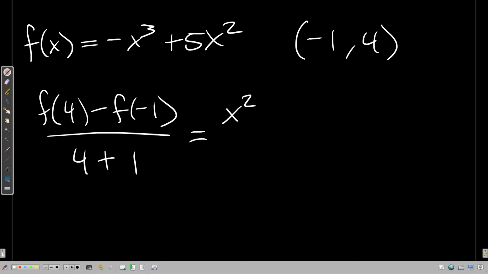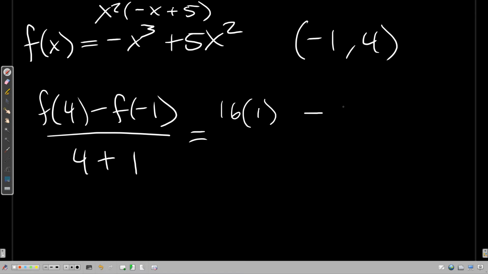I can factor out an x. I can factor out an x squared here, and be instead looking at x squared and then minus x plus 5. And that would be easier for me to deal with. So f of 4 is going to be 16 times 5 minus 4. Cool. And then, so that's f of 4, and then minus f of negative 1.